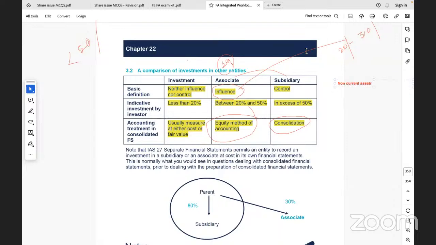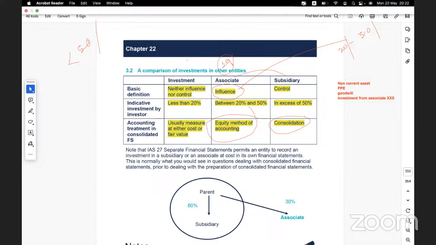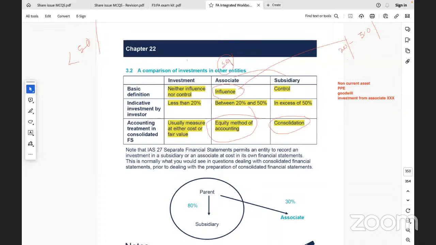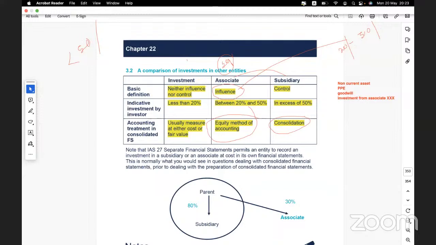So normally guys, in the SOFP non-current assets, first we have PPE. After that, we have goodwill. Below goodwill, you will write and show investment in associate, and you will show that answer. Understood? For the associate, for the SOFP, there is an equation. You will do the equation, take the final answer, copy it here and show. That's it. Nothing else we are doing. We are not adding the assets and liabilities like how we do for a subsidiary.